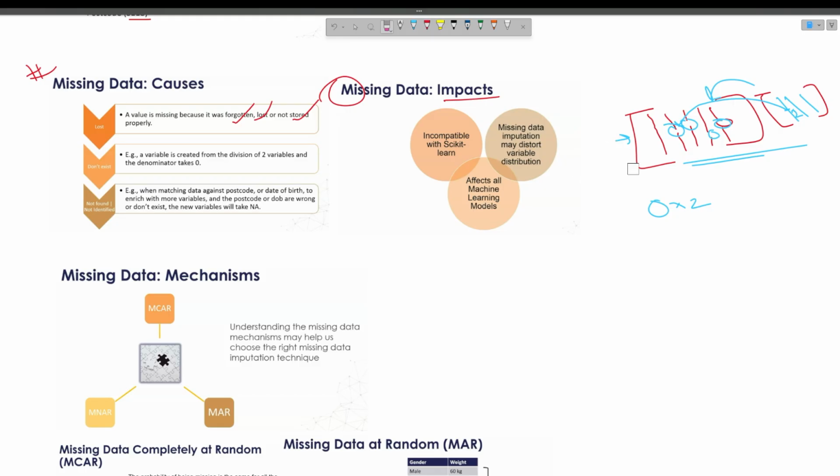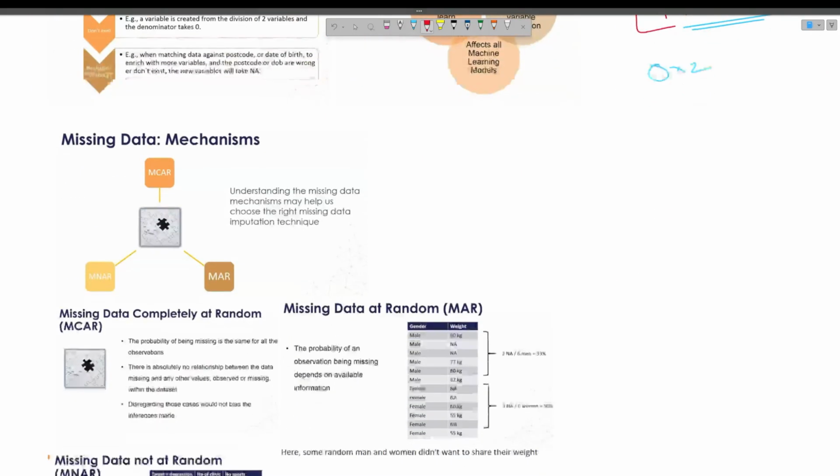Okay, so here there are a few classifications of the missing data. One of those is missing data completely at random. It can happen completely at random. The probability of being missing is the same for all observations. There is absolutely no relationship between the data missing and any other values observed or missing within the dataset.